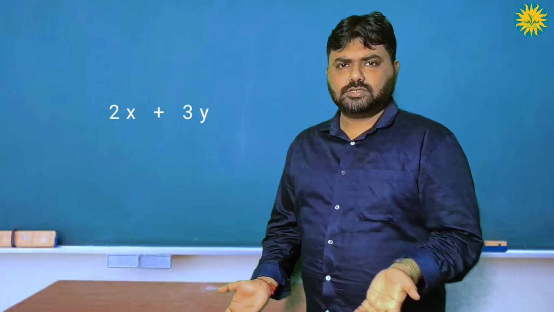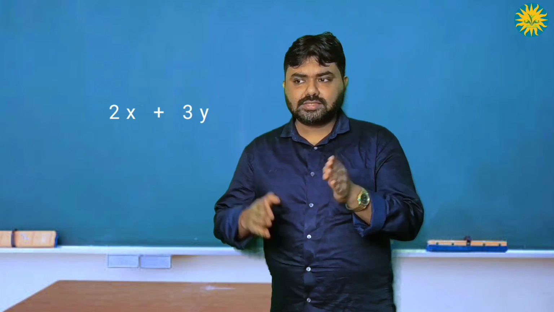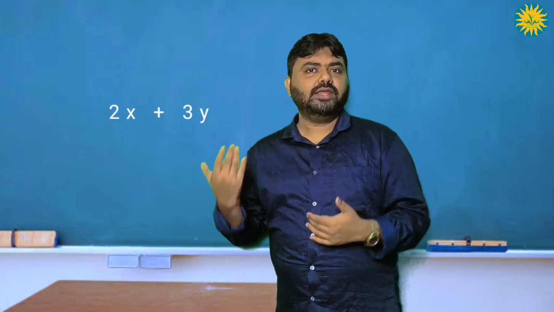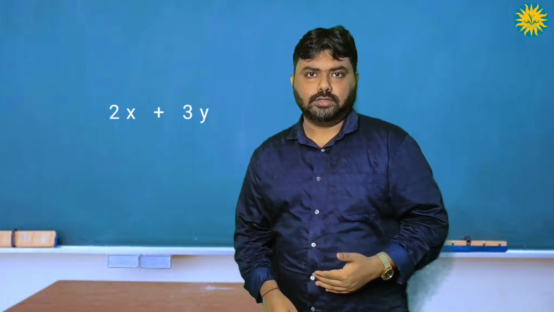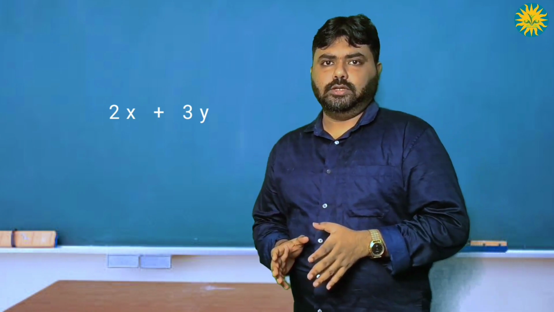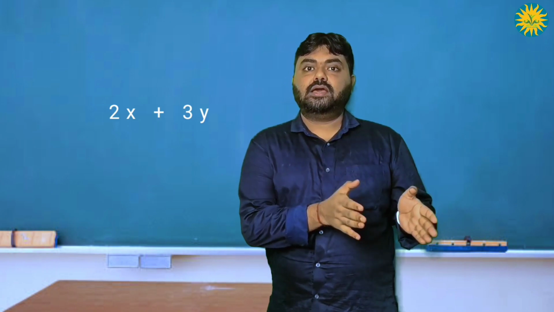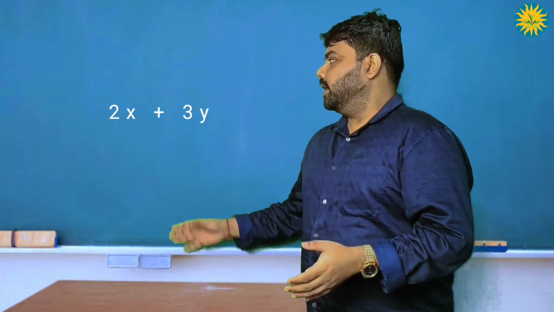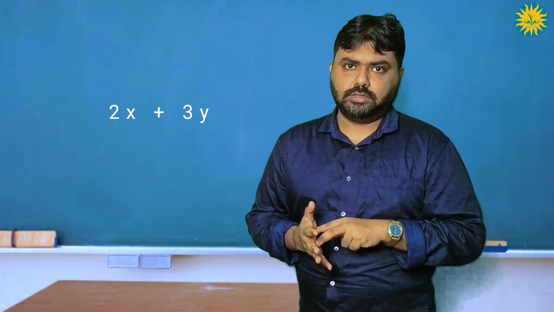Now if we say 2x plus 3y, 2x is a term and 3y is another term, and they are separated by a plus sign. Why am I repeatedly saying they are separated by a plus sign or negative sign? We are coming to that point, but it's a very important point. That's why I'm continuously repeating that they are separated by a positive sign or a negative sign. Now, in this 2x and 3y, there are two terms in this algebraic expression.